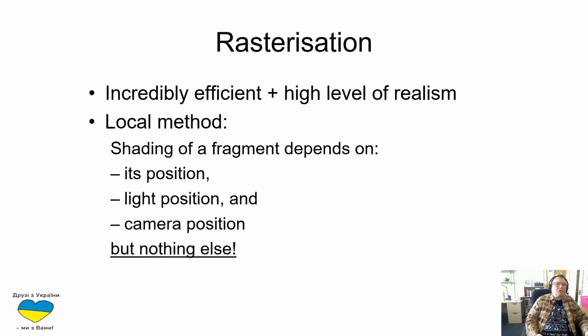Rasterization. Rasterization is basically everything we've been doing so far in this module. It's incredibly efficient and it can provide a high level of realism. So it is still kind of a standard 3D graphics method, but it is also a so-called local method. So shading of a fragment, yes, a fragment like in fragment shader, depends on its position, the light position, so lighting, and the camera position.